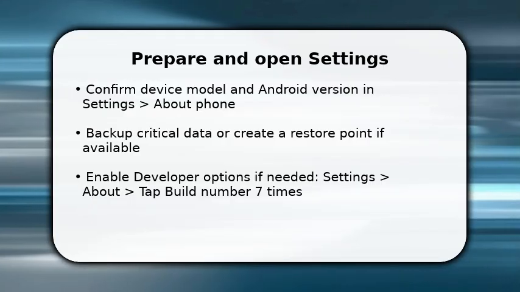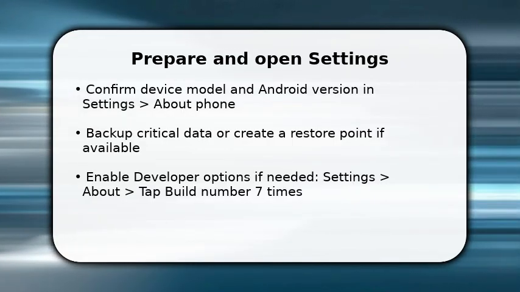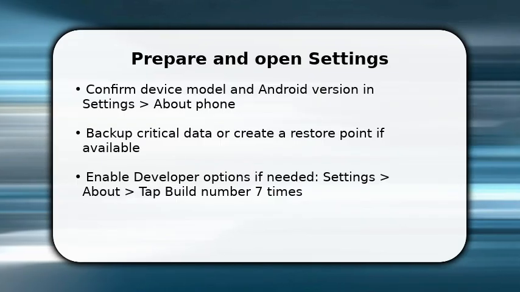You start by confirming the basics so nothing unexpected happens. Open Settings and go to About Phone to note your model and Android version. This matters because menus differ. Back up your data or make a quick copy of important files. Uninstalling updates can reset app data.